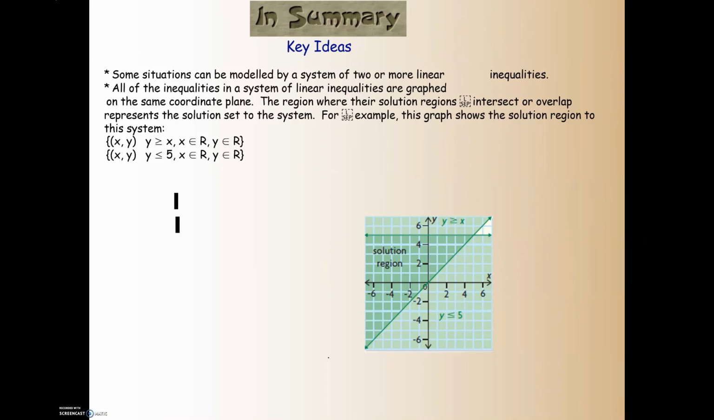And in summary, some situations can be modeled by a system of 2 or more linear inequalities. All the inequalities in the system of linear inequalities are graphed on the same coordinate plane. The region where their solution is shared is the solution set for the system. So here is my example. Here are my 2 systems, and these lines once again should be over here, but we get a little bit of a formatting error. And here graphed are the 2 lines, and this is my solution region.